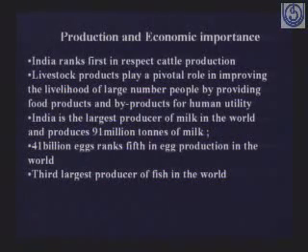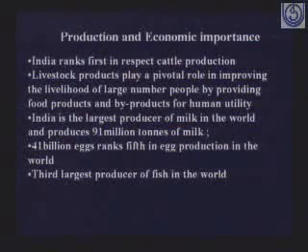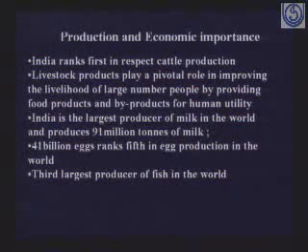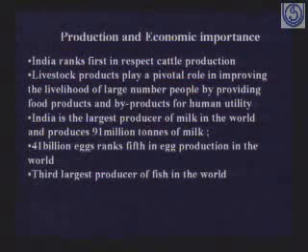India ranks first in respect to cattle production. We are very, very lucky, and I think we should tap what we have. Livestock products play a pivotal role in improving the livelihood of a large number of people by providing food products and byproducts for human utility. India is the largest producer of milk in the world, producing 91 million tons of milk and 41 billion eggs. It ranks 5th in egg production in the world and is the 3rd largest producer of fish in the world.